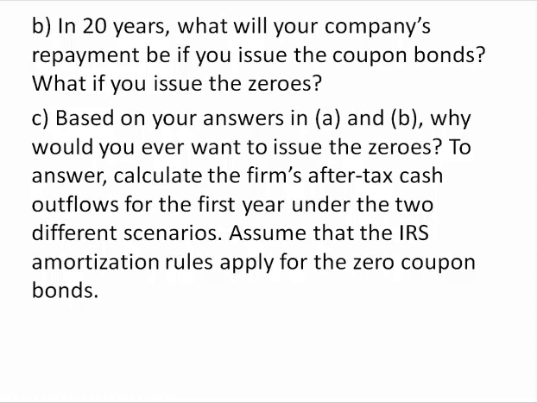We're next asked, based on your answers in A and B, why would you ever want to issue the zeros? It says to answer, calculate the firm's after-tax outflows for the first year under the 2 different scenarios, and it says assume the IRS amortization rules apply for the 0 coupon bonds.